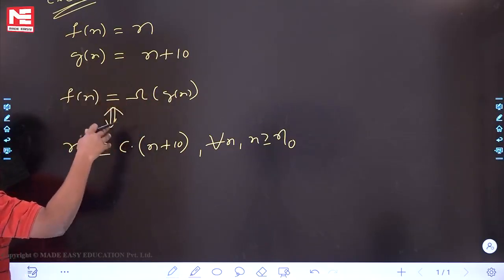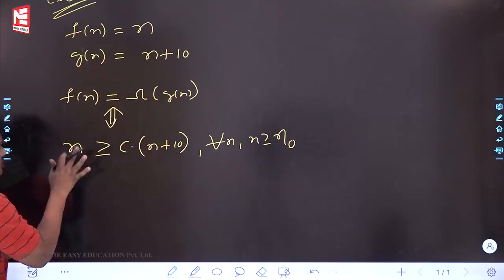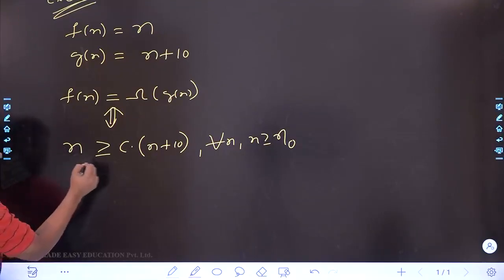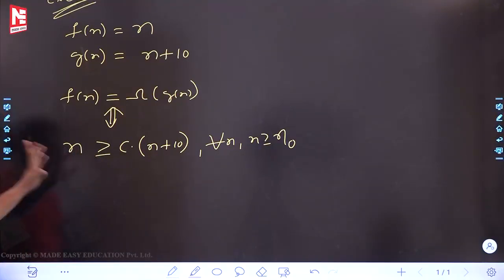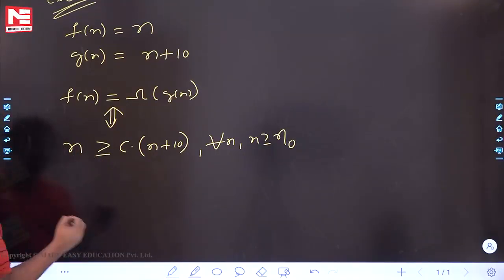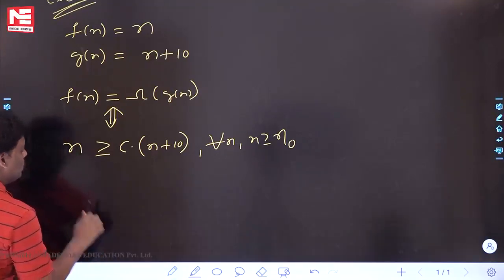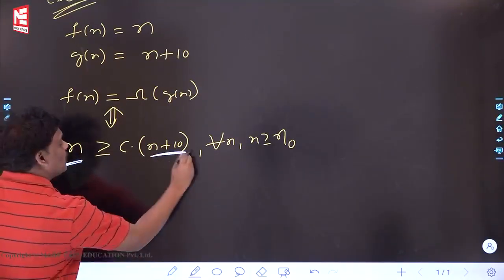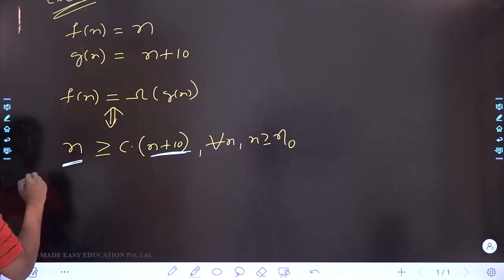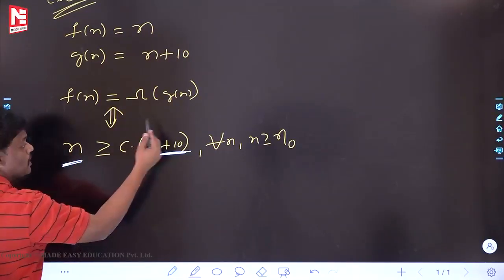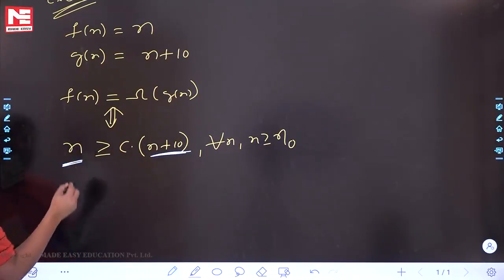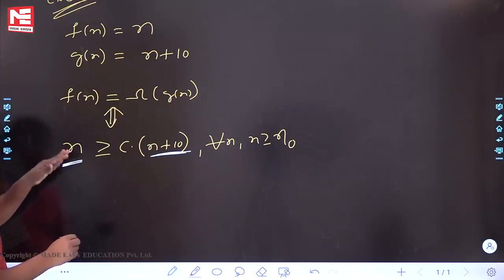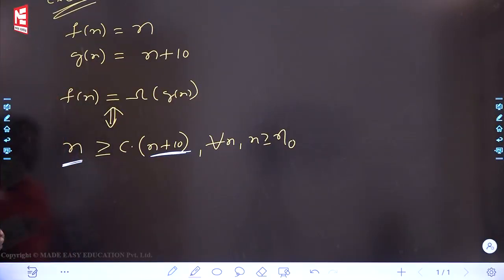In the case of omega, right smaller means left is bigger. Left is bigger or equal is also okay, no problem. Some people are asking, sir, left is n, right is n plus 10. How can you say that left is bigger? If you can do that, that is called omega notation.